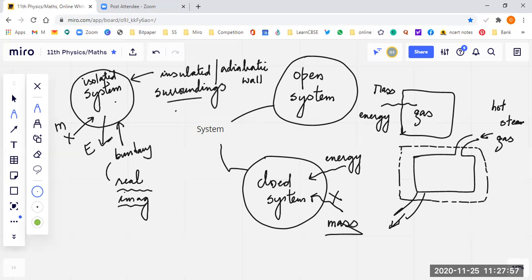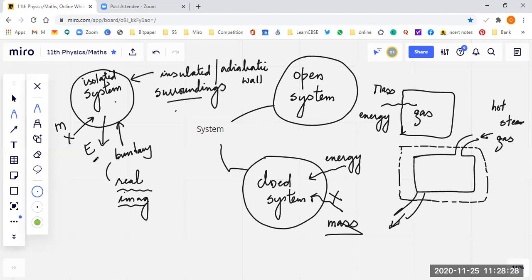A thermos which does not have proper insulation. So there is a fluid inside a thermos, it's gradually getting cooled down. That means energy transfer is possible, right? That is a good example of closed system. Open system, mass is coming in, mass is going out, is a good example of open system. All right, students.